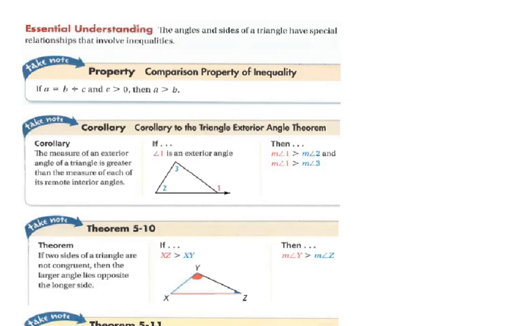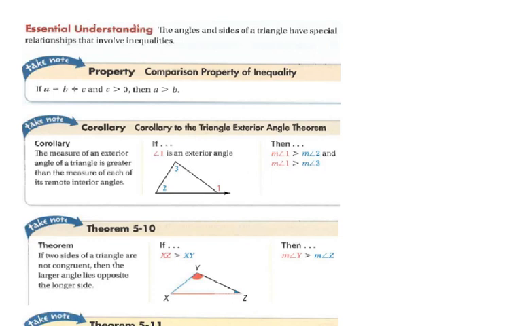Okay, this video is all about triangles and inequalities in triangles. The main idea is that angles and sides in a triangle have relationships, and they have special relationships that involve inequalities. I've actually already gone over this once this year, so if you've been with me all year, you have learned this. If you haven't, then this will be the first time you've heard this.